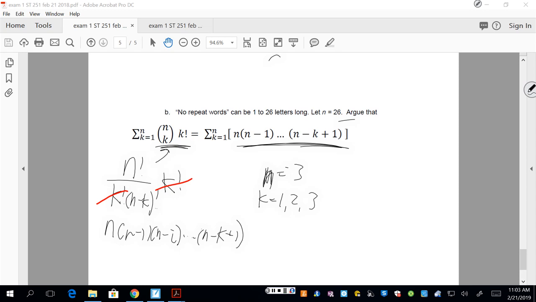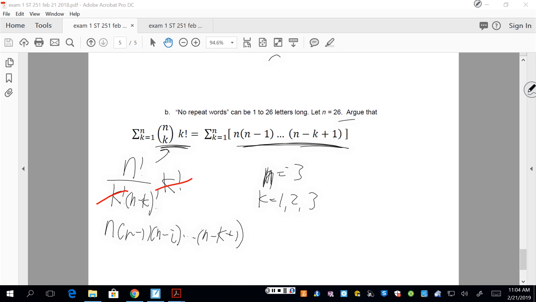How do you choose no repeat words? Well, they have somewhere between 1 and 26 letters in them. So they have k spaces that you're going to fill in. For the first one, you can choose any of them, all 26. For the next one, you can choose 25, and then 24, down to you filled in your word of k letters. So we took 26, 25, 24, 23 for 4. But in general, it goes down until you have enough.